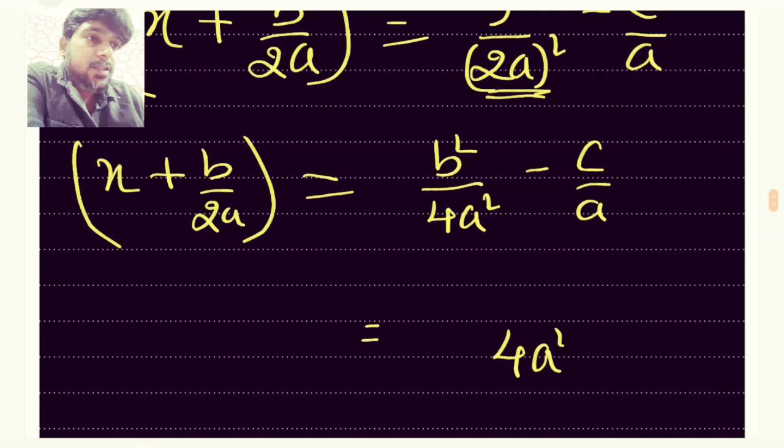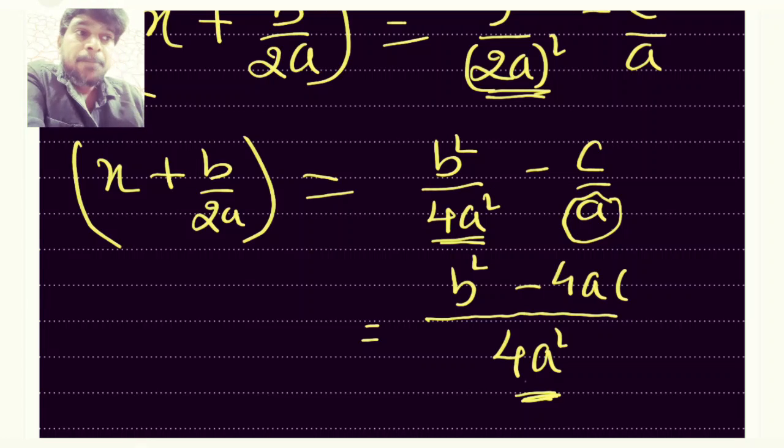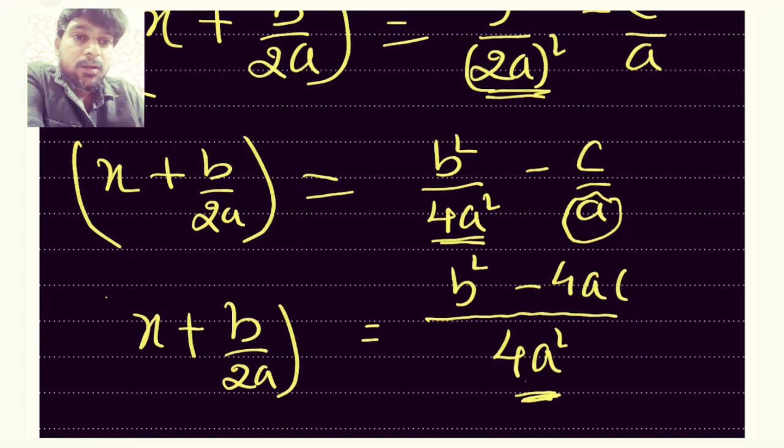Now we'll take 4a square as LCM, and this will go one time. 4a square will go in 4a square one time, so 1 into b square will give you b square, and a will go in 4a square 4a times, so that becomes 4ac. Is it clear? Now this becomes x plus b upon 2a whole square.